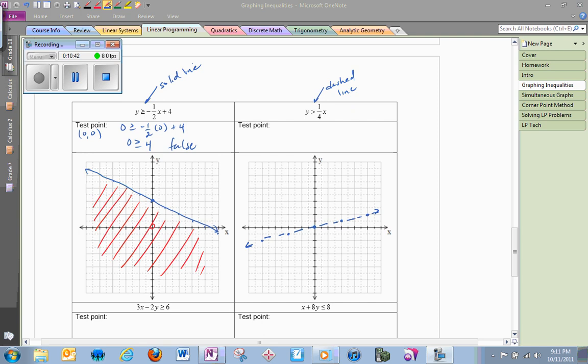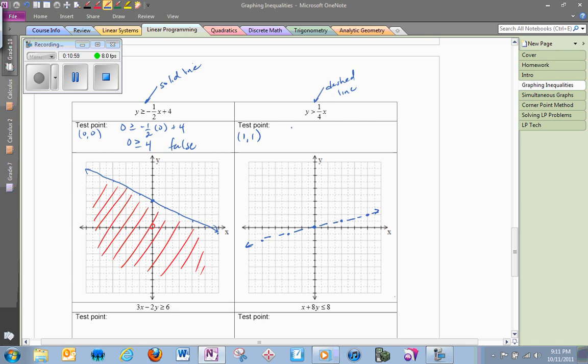So another test point I can use is, in this case, 1, 1. 1, 1 is a perfect example. I could use 5, 5 if I want to. I could use 5, negative 3. It doesn't really matter. Just can't use 0, 0 because it goes through 0, 0.